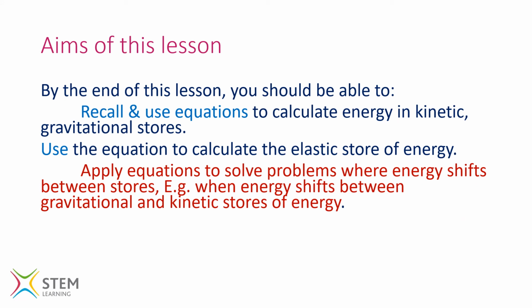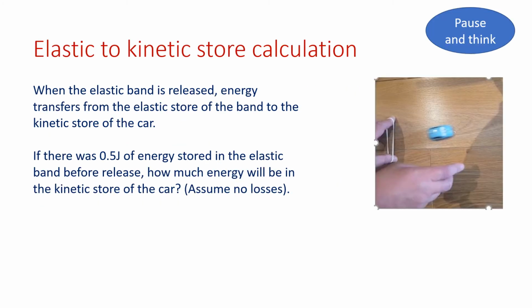So we're now going to use the equations that we've been practicing so far, and we're going to apply them to solve problems where energy shifts between stores, e.g. when energy shifts between a gravitational and a kinetic store of energy. Let's just pick up on the toy car activity. So this is an example of elastic to kinetic store, and we can do some calculations with it.